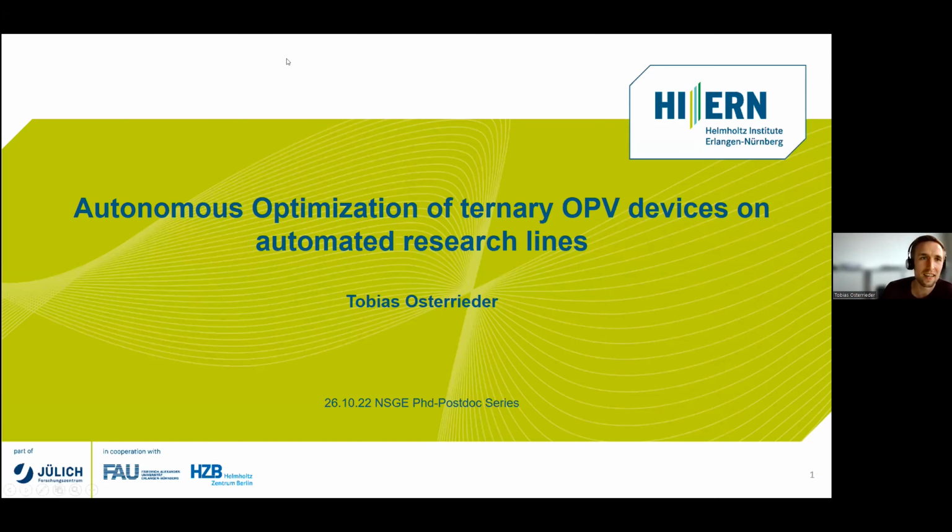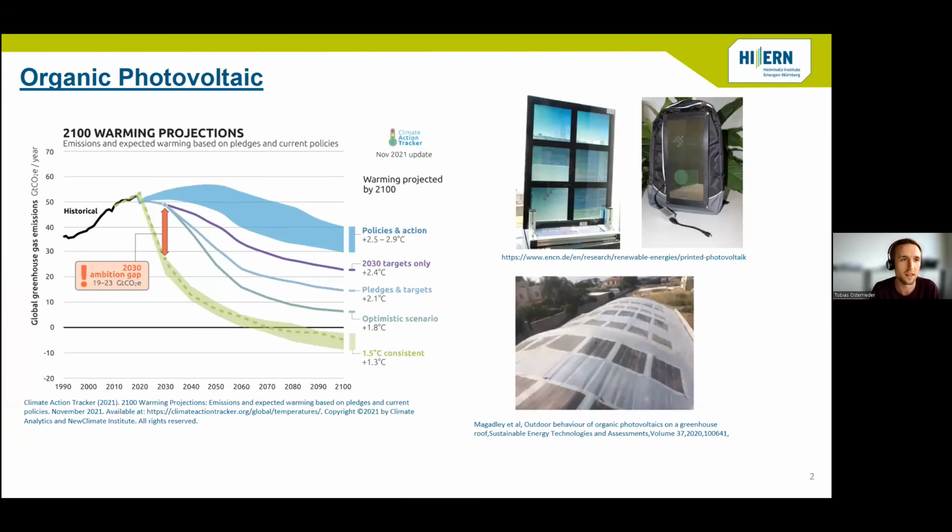So I want to talk today about the autonomous optimization of OPV devices. I work at the Helmholtz Institute in Erlangen, and we work on organic photovoltaic. Why are we working on organic photovoltaic? I think most of you are aware that our planet is warming up, and at a speed that is not that nice. So we, as a global society, agree to limit this warming to 1 or 2 degrees Celsius till the end of the century.